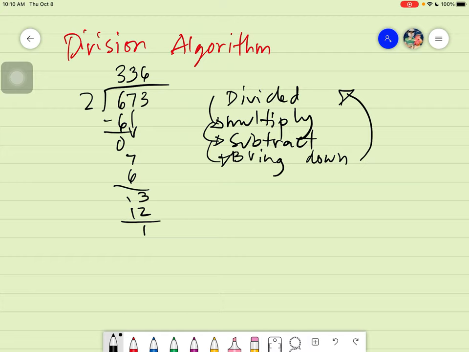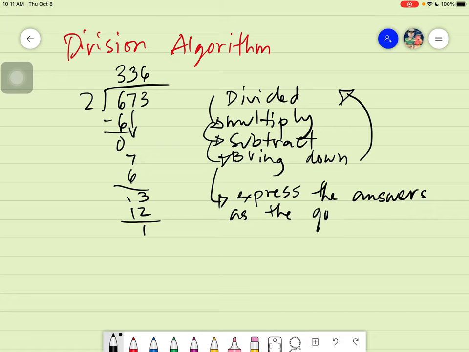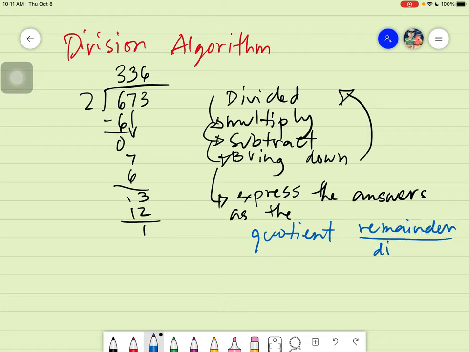Then we subtract, and the remainder is 1. After you have reached the final digit, which is 3, the next thing that you will do is you will just simply express the answer as the quotient, with the remainder next to it, divided by the divisor. So ang sagot dito is just simply the quotient, 336, katabi niya yung remainder over the divisor: 336 and 1/2. Okay, so this would be your final answer, and this is the division algorithm.